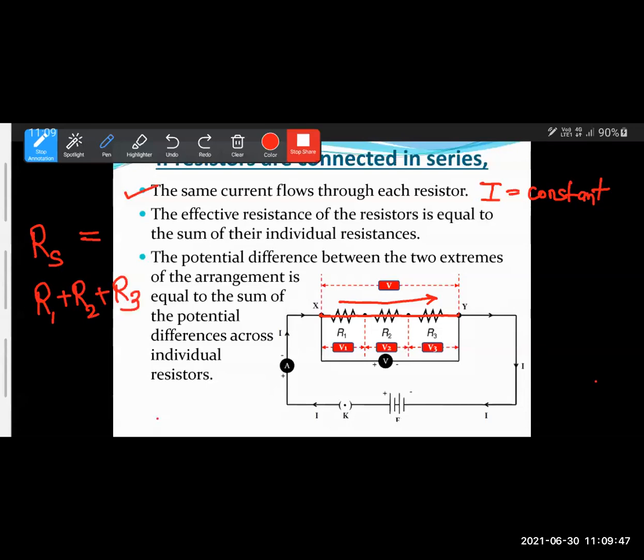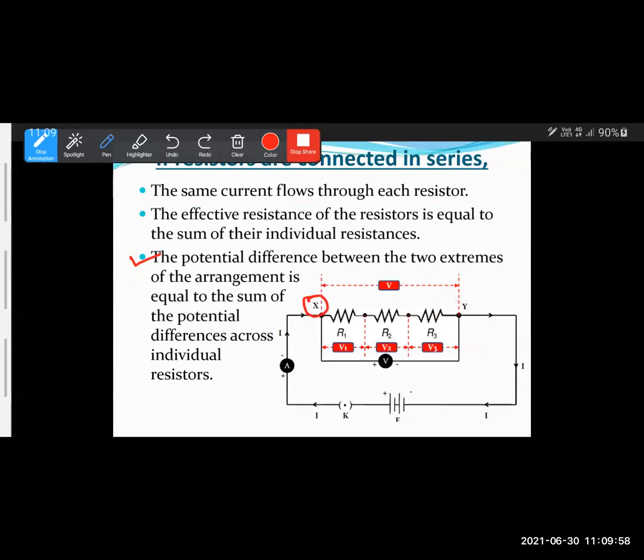Okay, then next point is what? The potential difference between the 2 extremes of the arrangement. 2 extremes means what? The 2 endpoints, the point X and the point Y, right? So the potential difference between the 2 extremes of the arrangement is equal to the sum of the potential differences across the individual resistors. That means V is equal to V1 plus V2 plus V3.